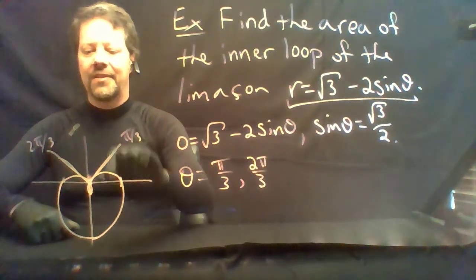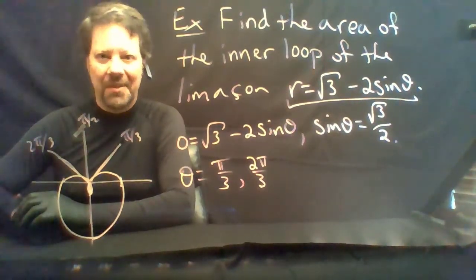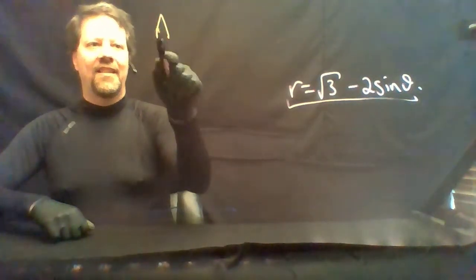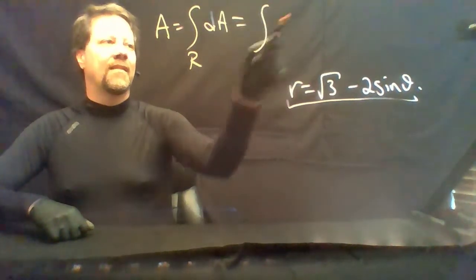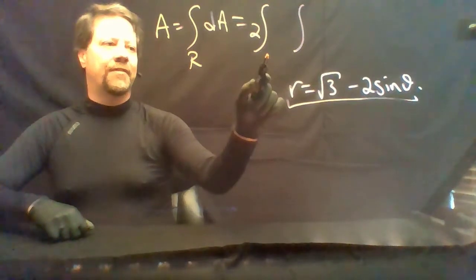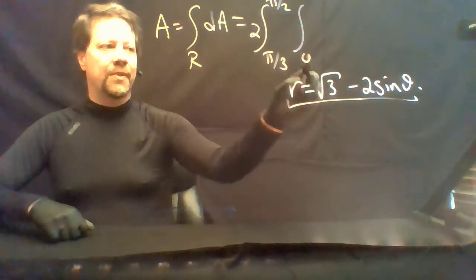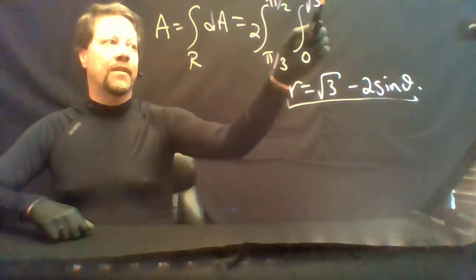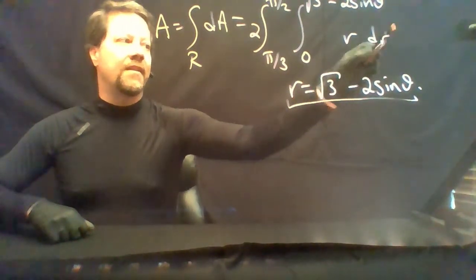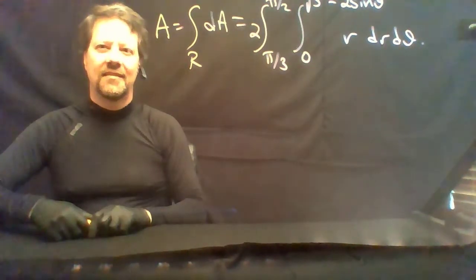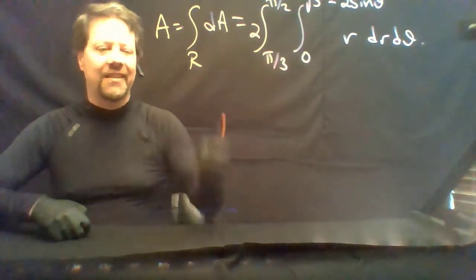Though it may be best to integrate from pi over 3 to pi over 2 and just double the result. The area is the integral over the region of the area element. We will double the integral from pi over 3 to pi over 2. On all of these, the radius will go from 0 to the curve. The area element is r dr d theta. We don't get any angles for free here because we have a theta in the limit of integration.